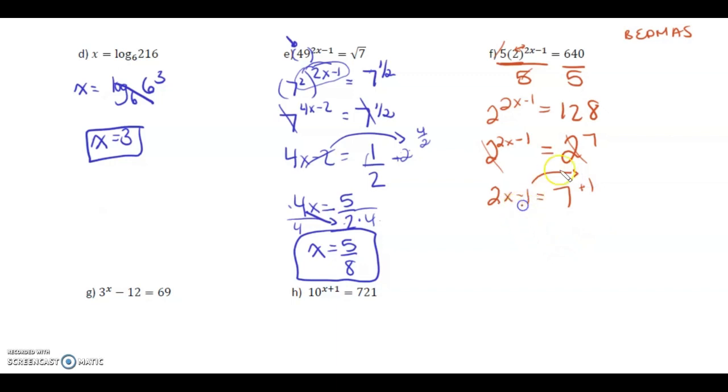We want to bring over the negative 1. It becomes positive 1. We get 2x equals 8. Divide by 2. Our answer is x equals 4.